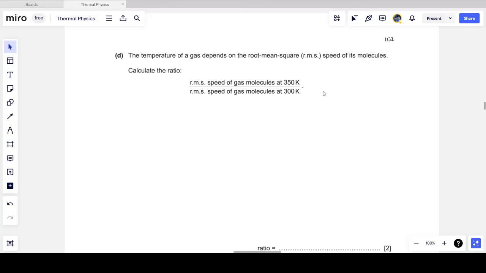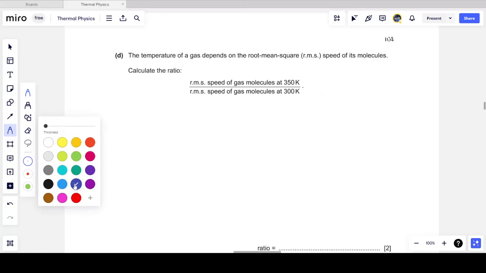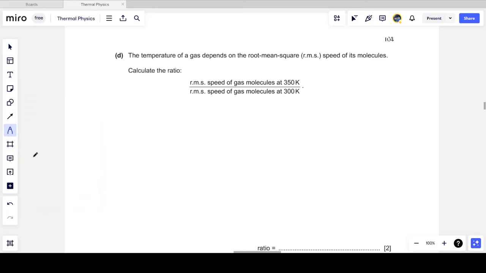Next, we are told that the temperature of a gas depends on the root mean square, the RMS speed of the molecules, and we are asked to calculate the ratio of the RMS speed of gas molecules at 350 Kelvin to the RMS speed of gas molecules at 300 Kelvin. Now, I know that RMS speeds are not all of your best friends, but how do I do that if I'm only told that the temperature depends on the root mean square of the molecules? Well, actually, this helps quite a lot. They tell me that the temperature depends on the root mean square of the molecules. Doesn't tell me the whole story, but tells me that there's some relationship.